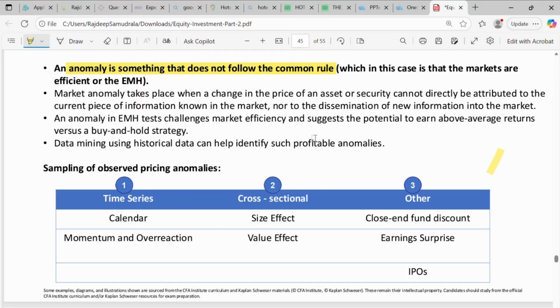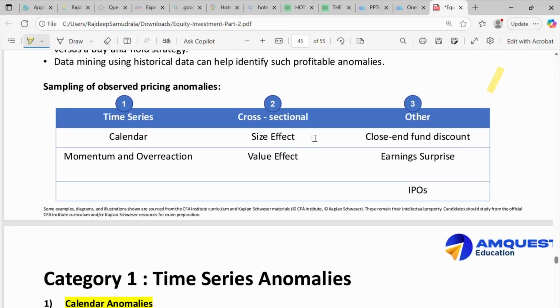So the moment you have an anomaly, there's a chance to earn a return that is more than the average expected returns. That's called an anomaly, right? Okay, obviously an anomaly test challenges market efficiency and suggests the potential to earn above average returns. That's critical. Clear? Now, for example, if you look at some anomalies like time series, calendar, you'll notice that sometimes the prices boom in the New Year, or may go down at Christmas because there's a bit of a slack, right? Size effect, value effect is based on the size and value.